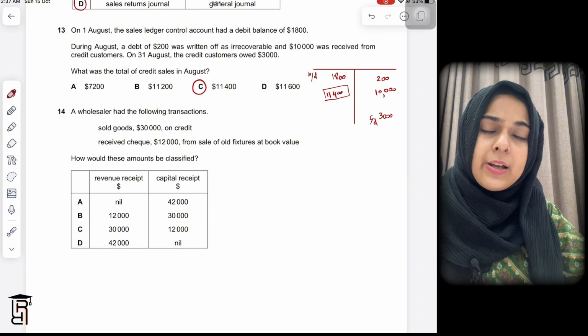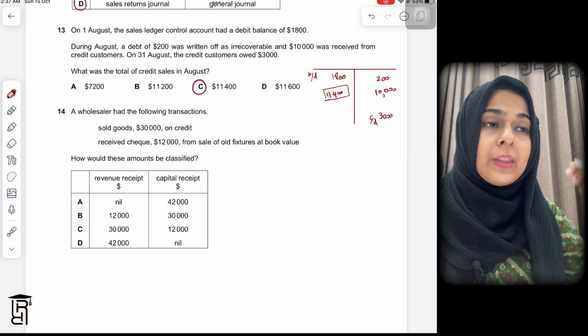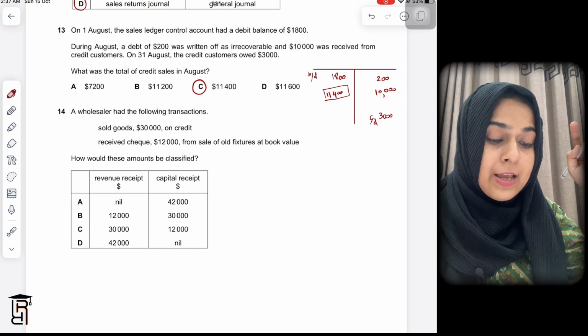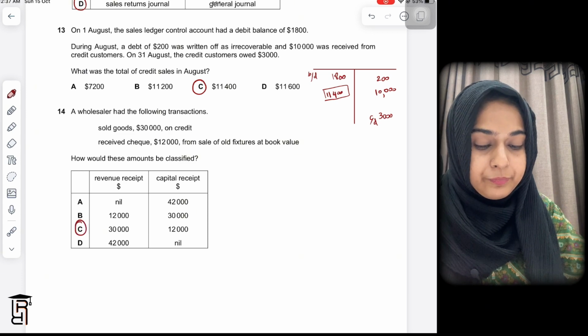Also, whenever you buy a non-current asset, that is capital expenditure. So whenever you're selling non-current assets, the amount that you're receiving from the sale of non-current assets becomes your capital receipt. So here the answer should be C.